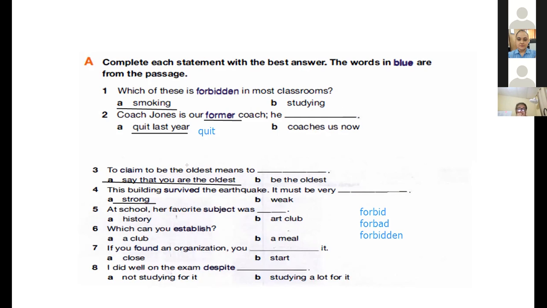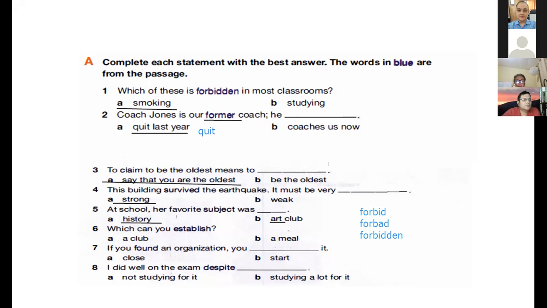Okay, let's go with number five, Stella. At the school, her favorite subject was art. It can be, right. Her favorite subject was, we can say, history too, right? Or art también. Hoy se va bastante el art. Okay, thank you, Stella.